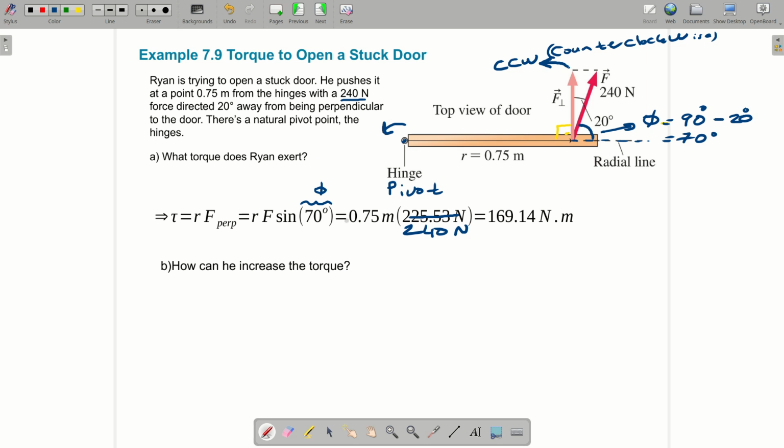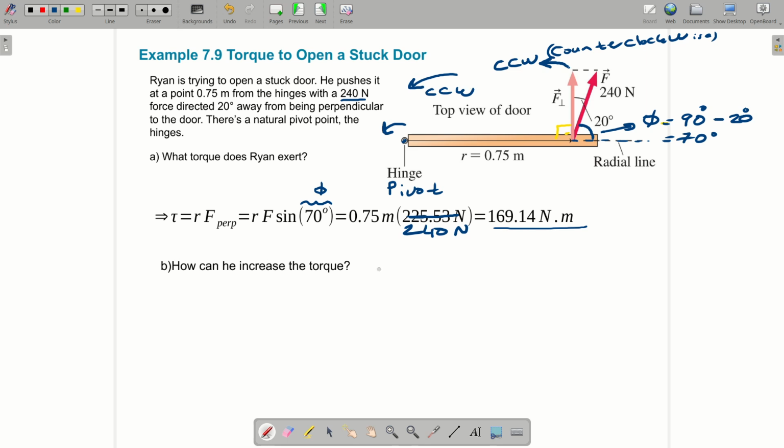And I'll multiply all these. The number at the end is correct, I already calculated it correctly here. 240 times sine 70 times 0.75 is this number here. But by mistake, I put the wrong force here. Probably I changed it from this number and forgot to change it in here. But no problem, here is 240. I'm crossing this out and putting 240 Newton. When you do the multiplication, you'll find 169.14 Newton meters as the torque. And again, I decided the rotation direction logically to be counterclockwise.